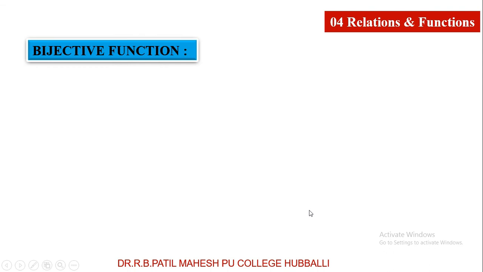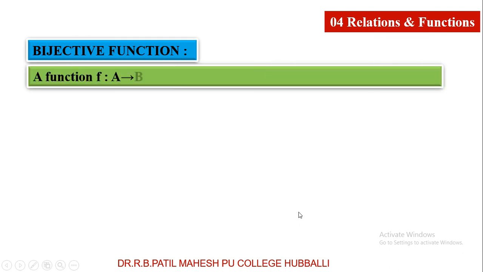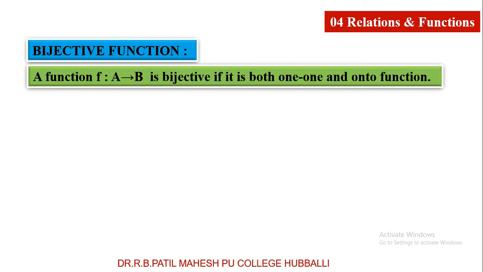Let me take the next type of function, called bijective function. What is a bijective function? A function f from A to B is bijective if it is both 1-1 and onto. A function which is both 1-1 and onto is called a bijective function.